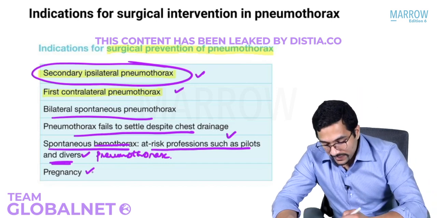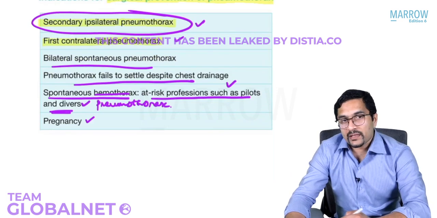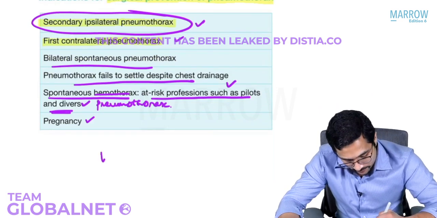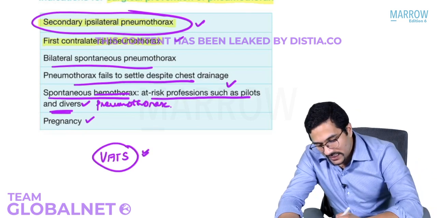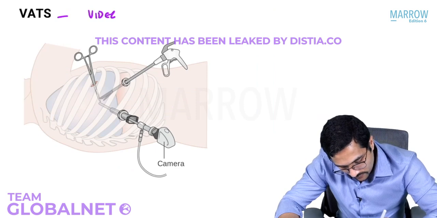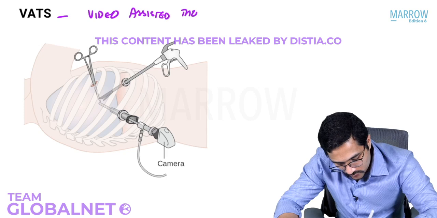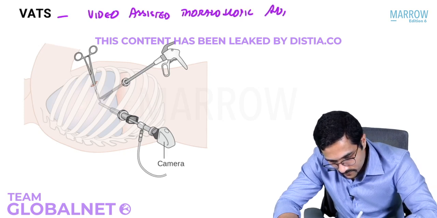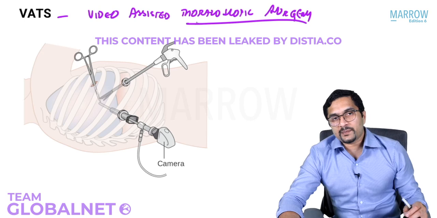Now, surgical intervention these days is usually done using either the open method or VATS, and what we prefer is VATS. VATS stands for Video Assisted Thoracoscopic Surgery. So video-assisted thoracoscopic surgery is done in these patients.